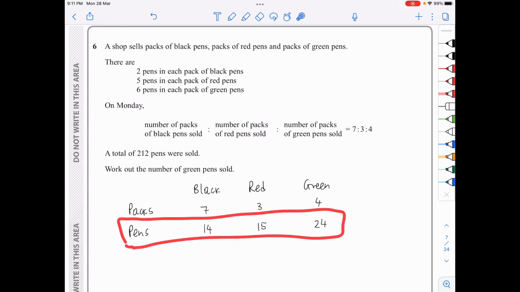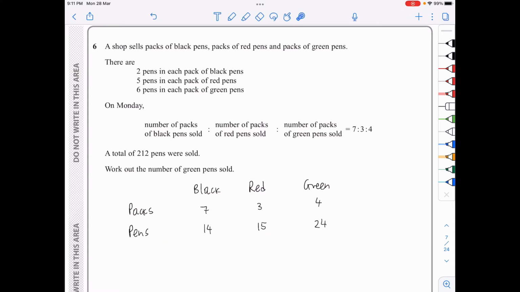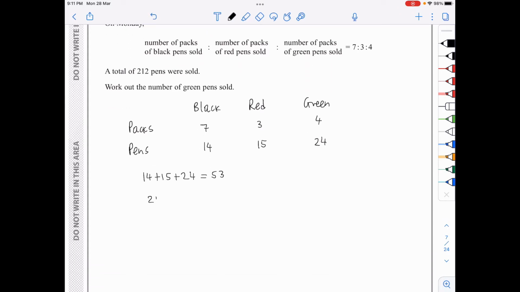So the first line is giving me the ratio of packs, the second line is giving me the ratio of pens. And therefore now, I'm going to proceed and say, if I add these up, 14 plus 15 plus 24, this is giving me 29 plus 24, which is 53. And I will divide 212 by 53, which turns out nicely to be 4. And therefore, for the number of green pens, I'm just going to do 24 times 4, and I get an answer of 96 green pens.